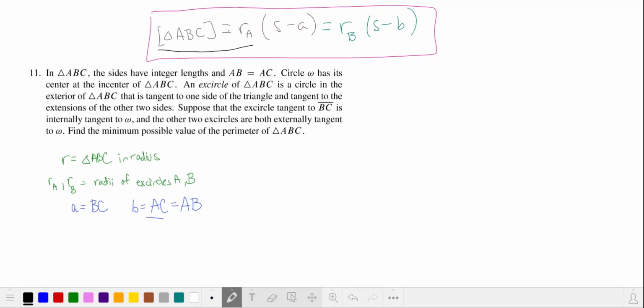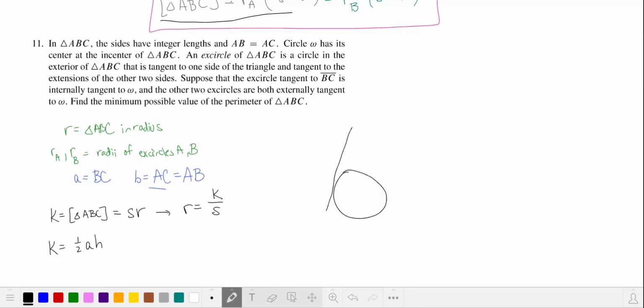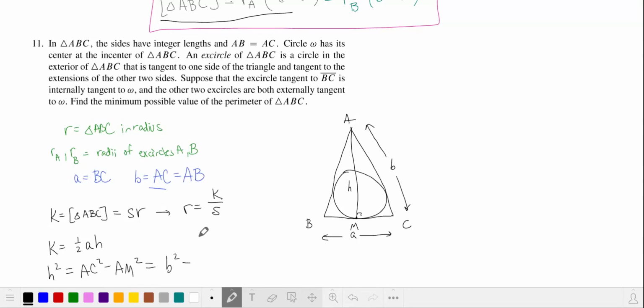We'll be using our area formula, so let's write the area of our triangle. We'll call it K. In terms of the inradius, this is the semi-perimeter times r. We can also write the area of our triangle in the usual way, 1/2 a times the altitude drawn to side a. Let's draw our incircle here for a sec. Here's a, the side length of BC, and b, the side length of AC and AB. The height of our triangle is AM, so we can use the Pythagorean theorem to solve for h. This is b squared minus the square of a over 2.